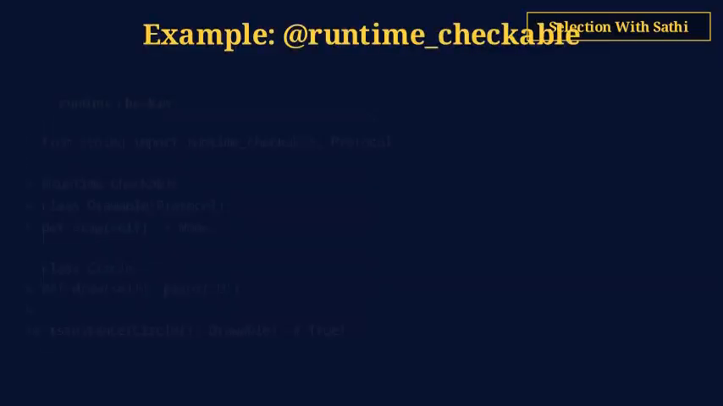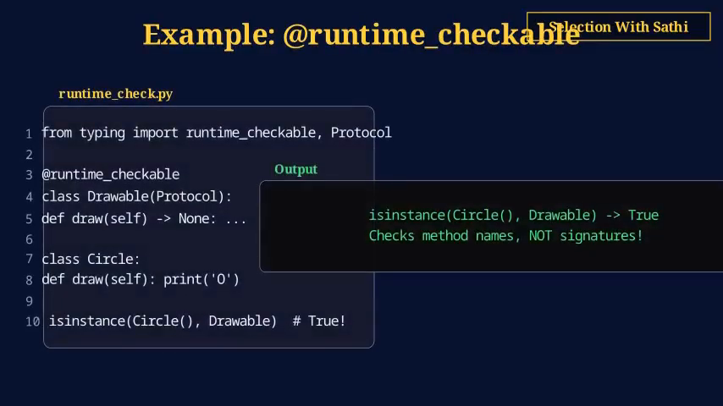By default, protocols are only checked by type checkers. But adding @runtime_checkable above the protocol class enables isinstance checks. We define a Drawable protocol with a draw method. Circle has a draw method but doesn't inherit from Drawable. Yet isinstance(circle, Drawable) returns True. Important caveat, runtime_checkable only checks method names, not signatures.